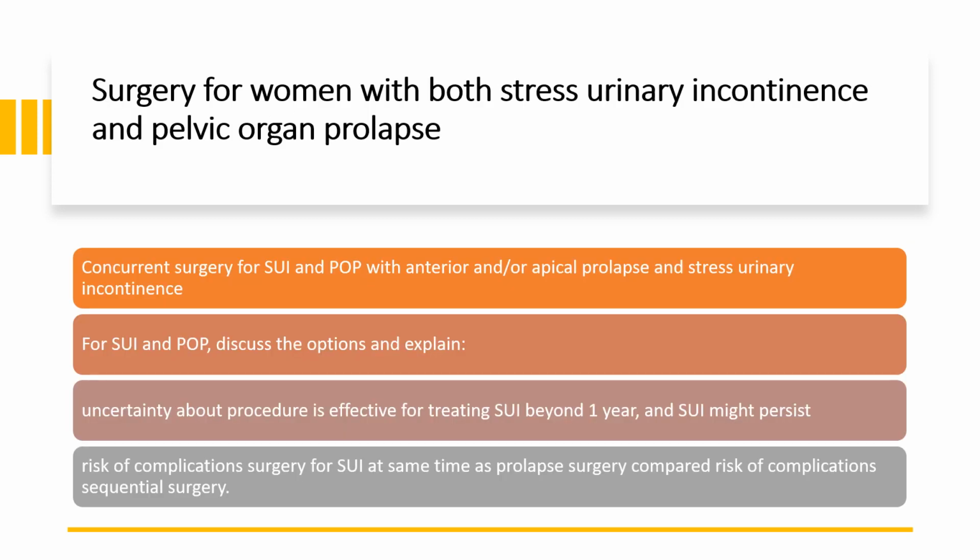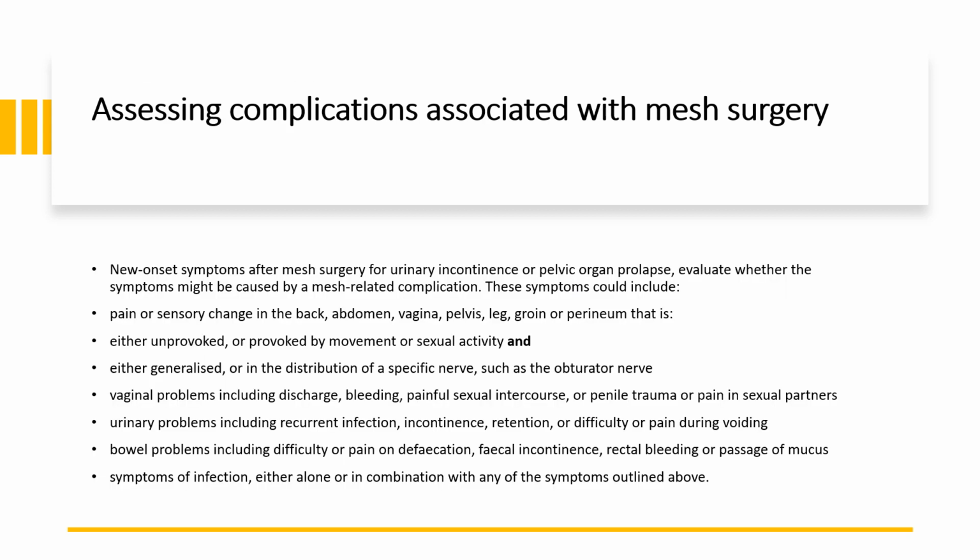So, surgery for women with both stress urinary incontinence and pelvic organ prolapse, it's important to inform the patient that there is uncertainty about the procedure being effective, and stress urinary incontinence may persist. The risk of complications for surgery being done at the same time and surgery being done separately should also be discussed. Assessing complications associated with mesh.